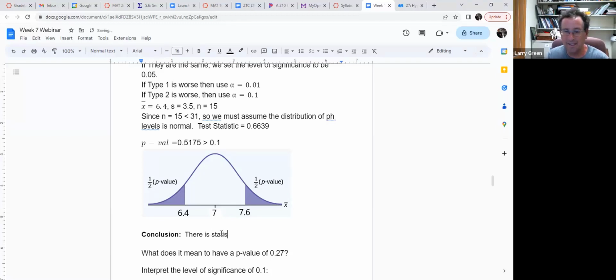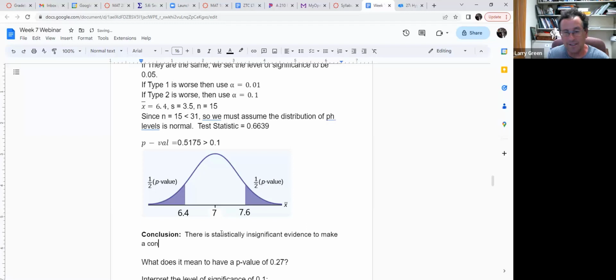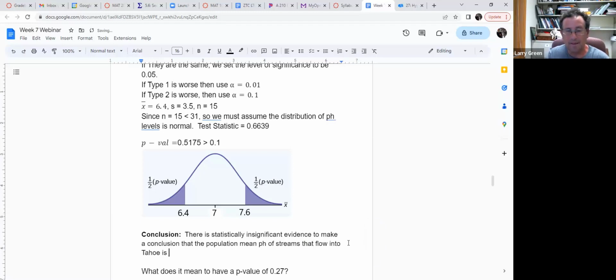So there is statistically insignificant evidence to make a conclusion that the population mean, notice it's a mean this time, and it's population mean, pH of streams that flow into Tahoe, differs from 7, differs from 7. Any questions on that? Any questions?